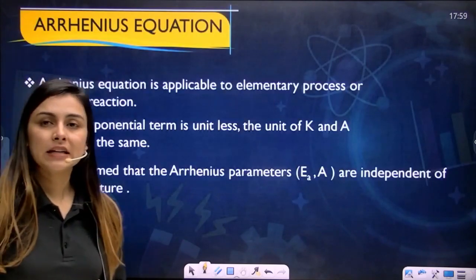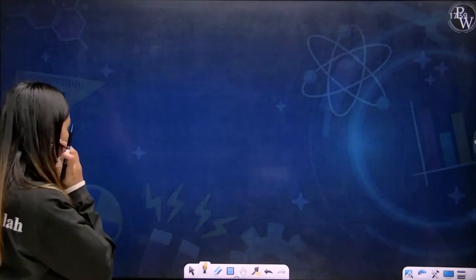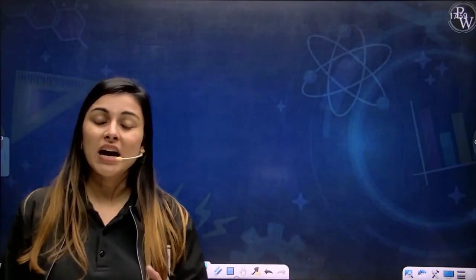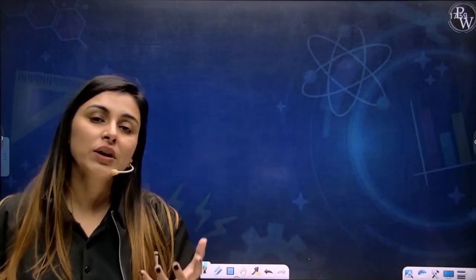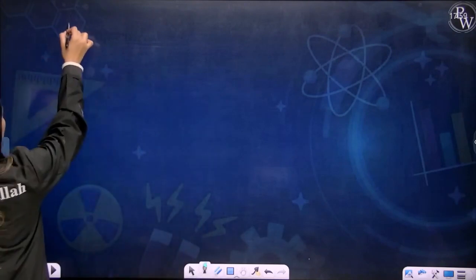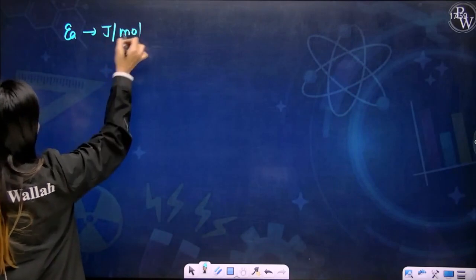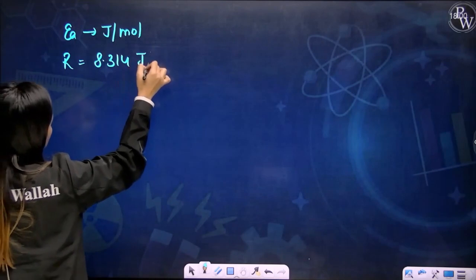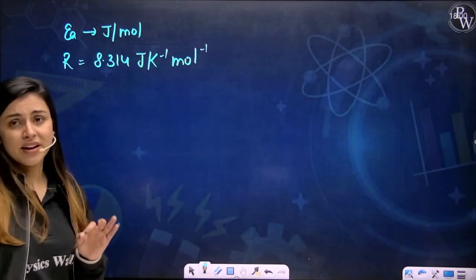Now, let's understand a little bit more. Before that, my dear students, I just want to tell you one more thing, that what value of R to be used. R value, that is your gas constant value, depends on what unit you are using for your activation energy. If your activation energy is in joules per mole, you will use R value as 8.314 joule per Kelvin per mole. Okay, this is very important.